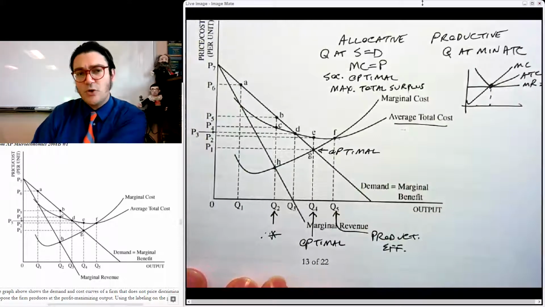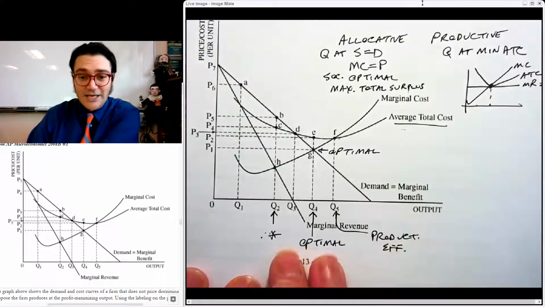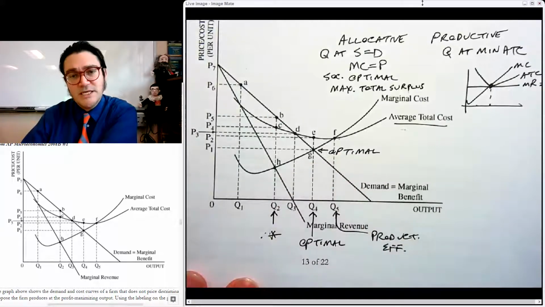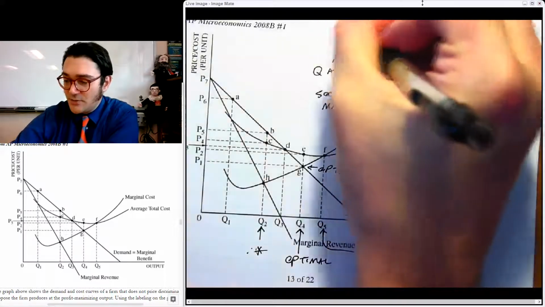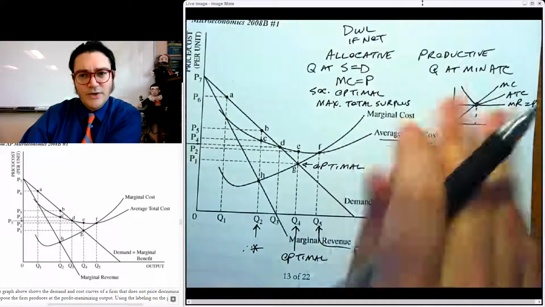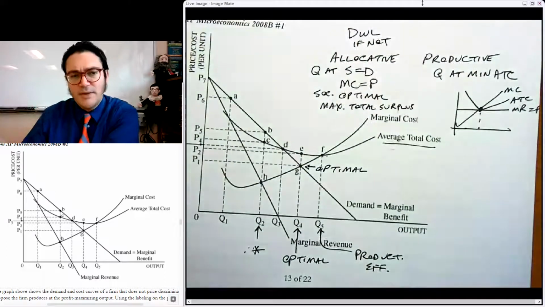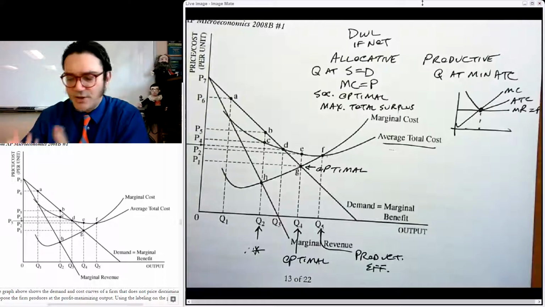And so sometimes you're going to see questions that will ask you about productive efficiency instead of allocative. And in fact, I think productive efficiency is easier to notice than allocative efficiency because it's really just, are they at the quantity where there's a minimum ATC? And if they're not, then they're not productive efficient. Now, deadweight loss is the one that happens if you're not allocative. There isn't really a related term for productive efficiency. We would just say you're operating at a wasteful amount because you're not at the lowest cost or least cost production point.